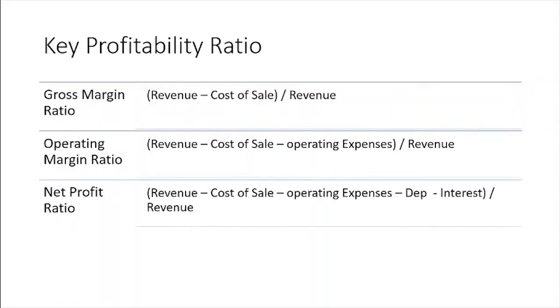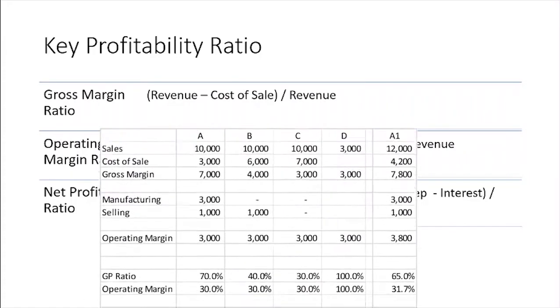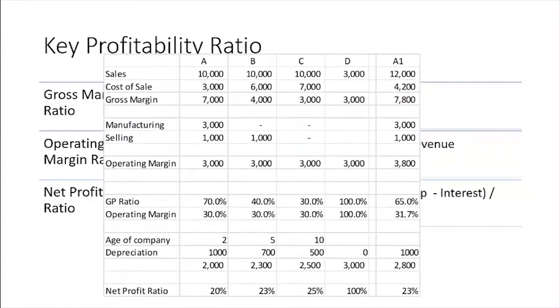And the net profit. So net profit means after deducting everything, after deducting revenue, cost of sale, operating expense, depreciation, interest, and then you divide by revenue. So there you will get your net profit ratio. So in this example, we want to understand how depreciation will make a difference.